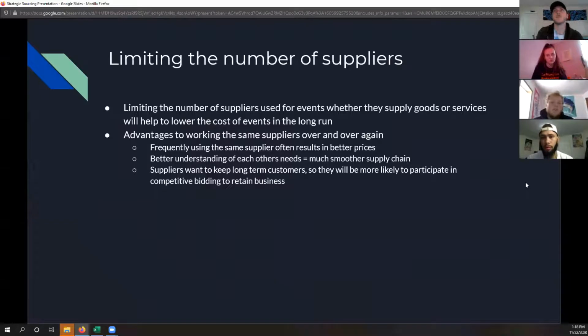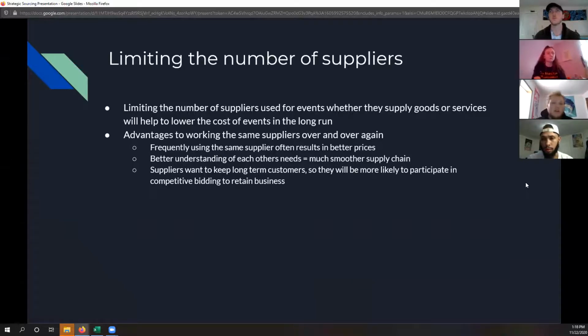By limiting the number of suppliers used for events, whether they are suppliers of goods or services, overall, that will help lower the cost of events in the long run. Some advantages to working with the same select group of suppliers over time is that as you work with the same supplier over and over again, you're going to gain a better understanding of each other's needs, and that's going to make the entire supply chain run more smoothly and cohesively. Also, that supplier is going to be more willing to give you better prices than someone they just started working with recently.